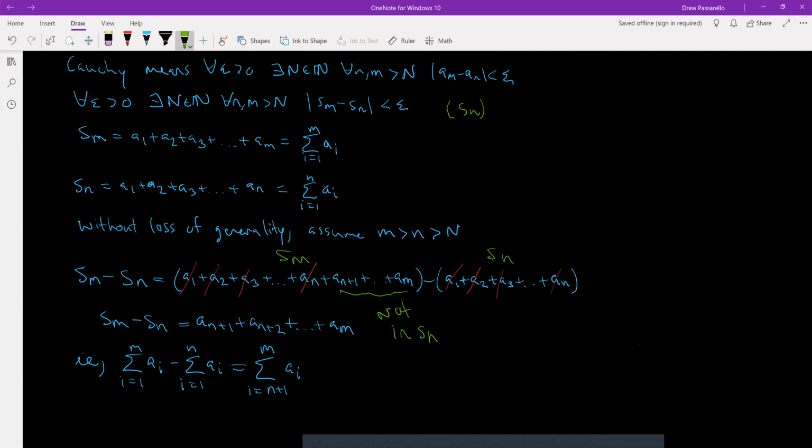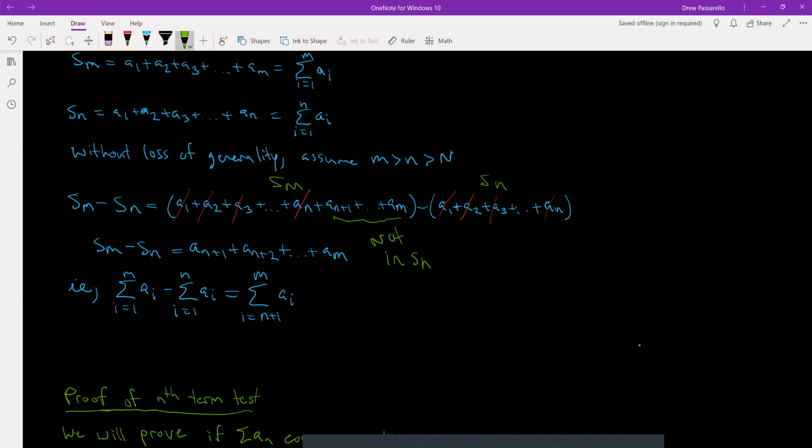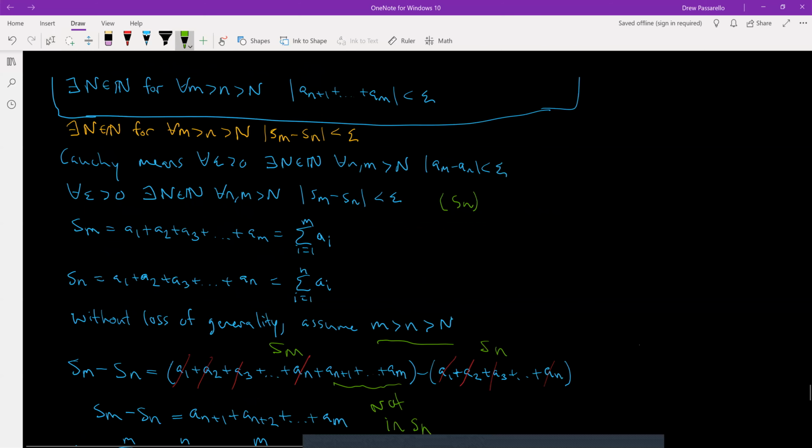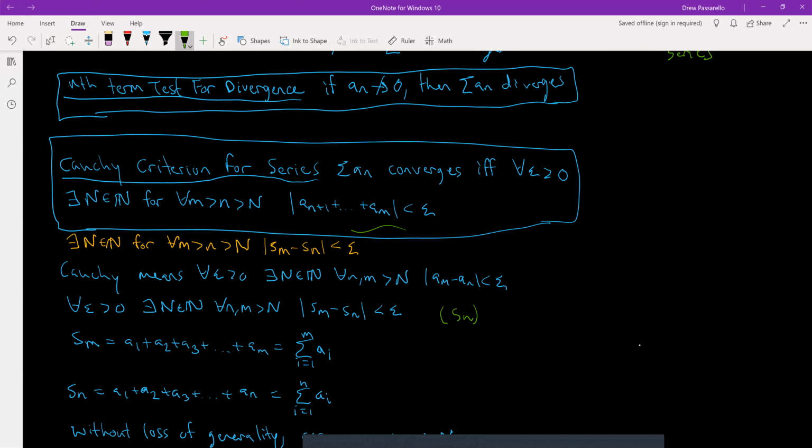Said, written as sums, you could say that the sum from i equals 1 to m of a_i minus the sum from i equals 1 to n of a_i is equal to the sum from i equals n plus 1 to m of a_i. And again, this is when we're going to use, assuming without loss of generality, m is greater than n, greater than capital N. All right, that's where this part comes from. All right, that is our S_m minus S_n. Okay, so that's the Cauchy Criterion for series.